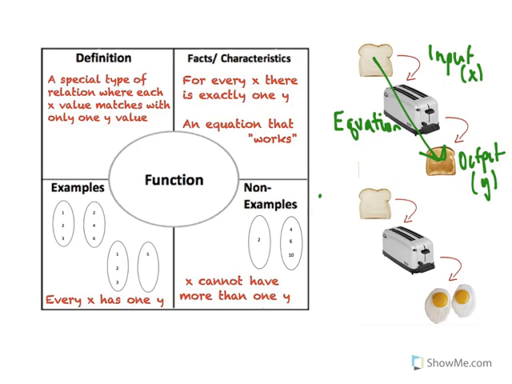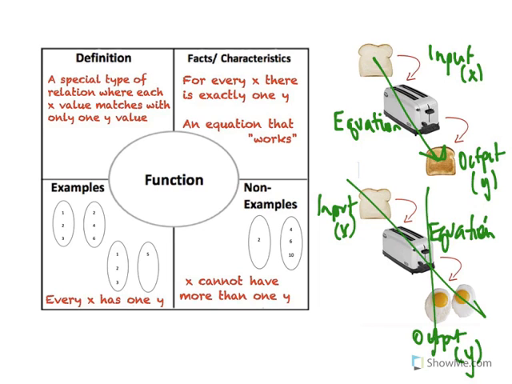So in the real world, when we have an input, x, of bread, and we put it into a toaster, and we get an output of eggs, this function does not work, and it is obvious to us that it does not work. So how can we use math to make it as obvious to us that an equation is not a function? There are a few rules we have.